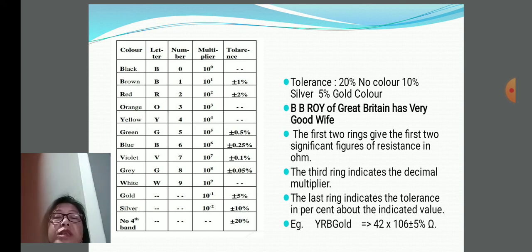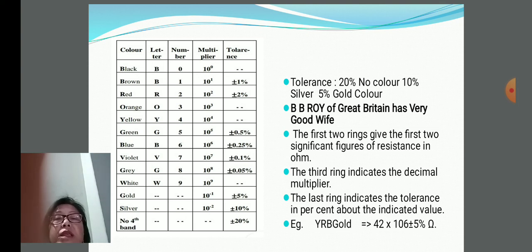There are 10 colors which have been assigned the numbers 0 to 9: black, brown, red, orange, yellow, green, blue, violet, gray, and white. Quite an easy one. The numbers allotted are 0, 1 up to 9. 10 colors have been given. So when the colors are given, how to read is quite easy. For black you take B, for brown you take B again, red R, orange O, yellow Y. So I can say it's BB Roy.